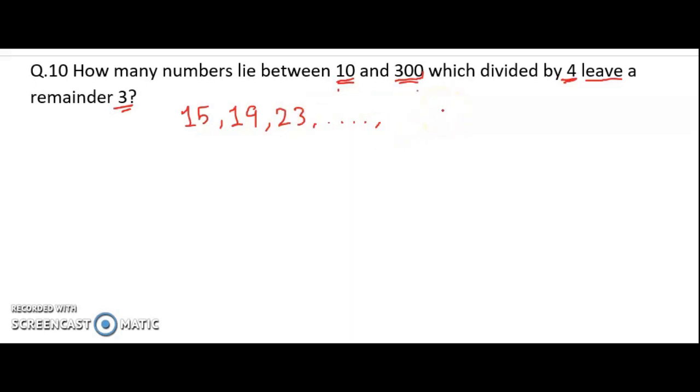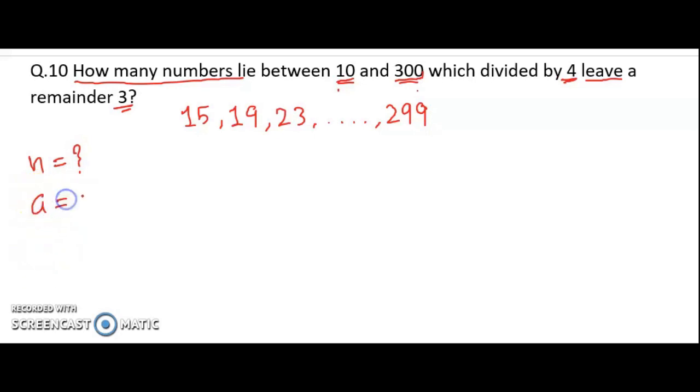And think about the last number that will be divided by 4 and leave the remainder 3. So if you see, the last number will be 299. If you divide 299 by 4, then you will get the remainder 3. So here we got the arithmetic progression 15, 19, 23 up to 299. And you have to find how many numbers lie between 10 and 300. How many means we have to find the total number n.